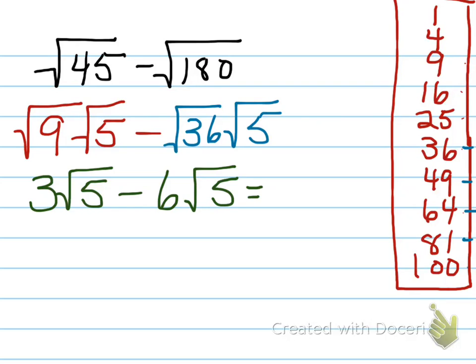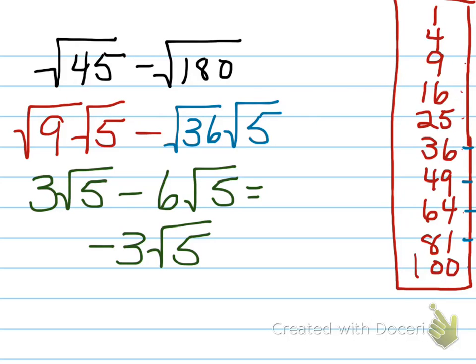We have 3 times the square root of 5 minus 6 times the square root of 5. And you can think of these as like radicals. So 3 of these minus 6 of these gives us minus 3 of these. And those are square roots of 5.